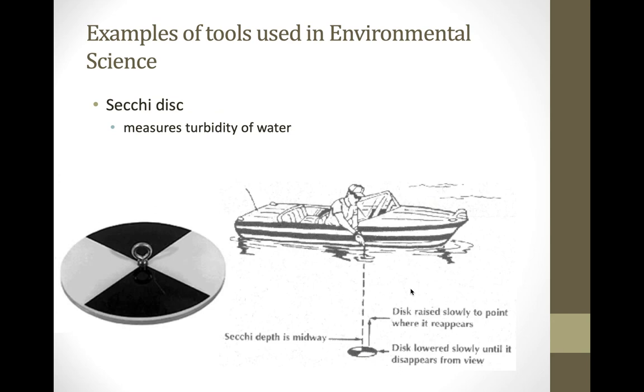This is a Secchi disc, and these are used to measure the turbidity of water. How dirty is the water? You're basically looking to see how far you can see down and actually see this Secchi disc. Because you want to see what the water looks like. Is it clear water? Have you got a lot of sediment in the water? And this is just basically helping you to look and see just how clear the water actually is.